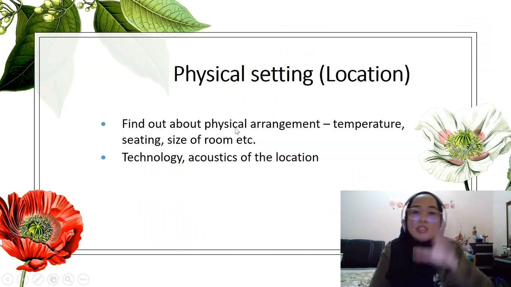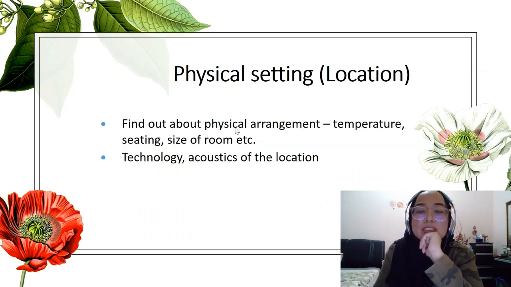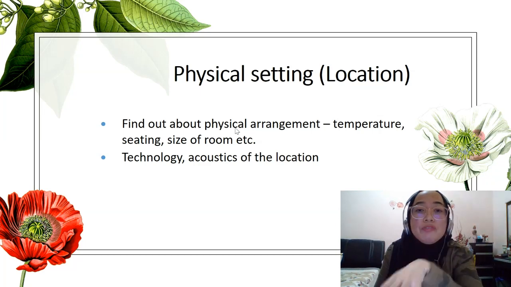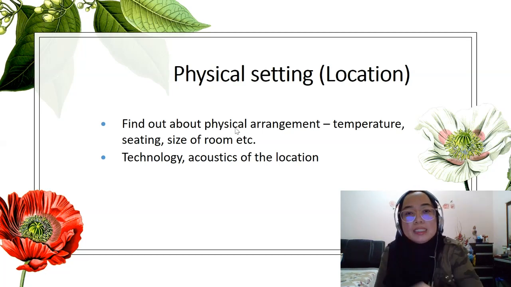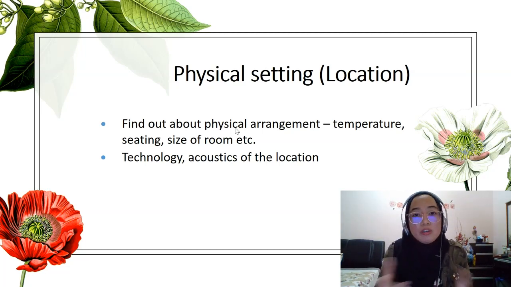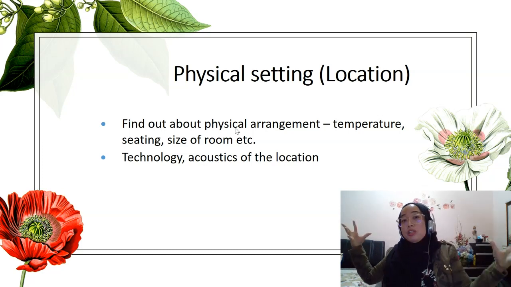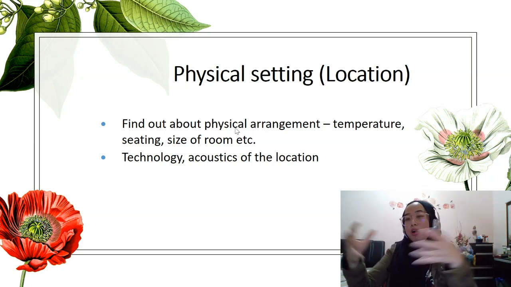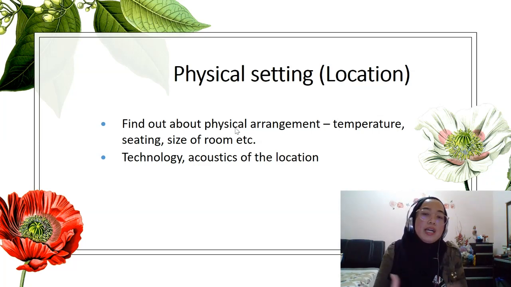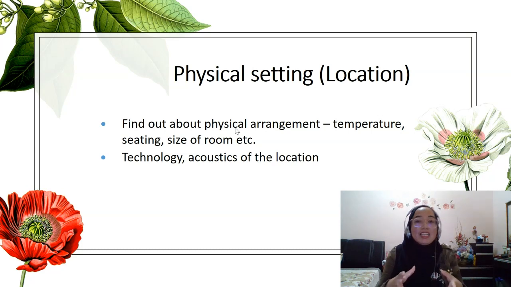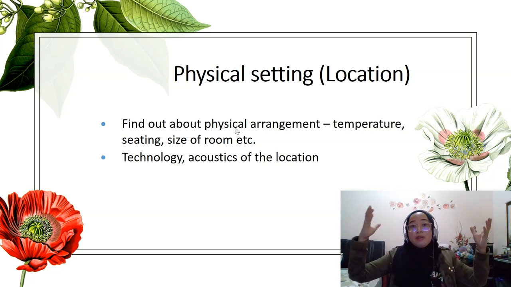All right, I want to talk about physical setting now. Basically, physical setting is just a fancy word to refer to the room or location during your speech. This is also important because it would eventually affect a lot of things. For example, if you have a smaller room, it would be different from working with a larger room. Because if you have a big room but your audience is too little, that would affect your acoustics as well.